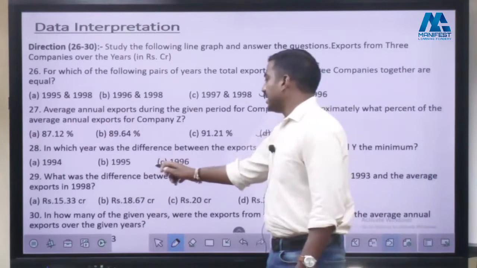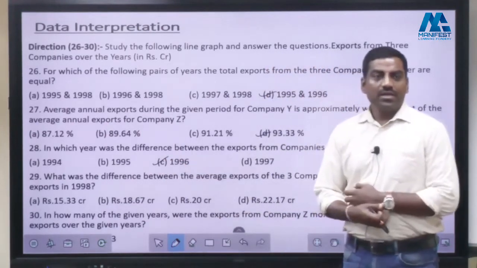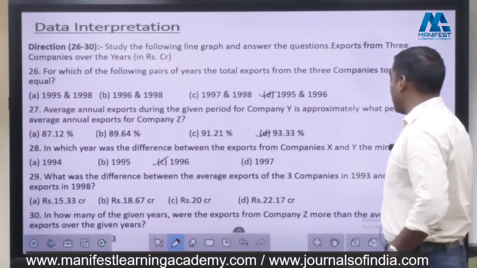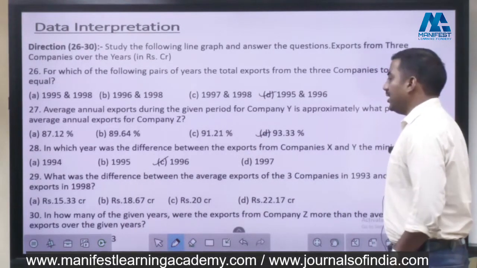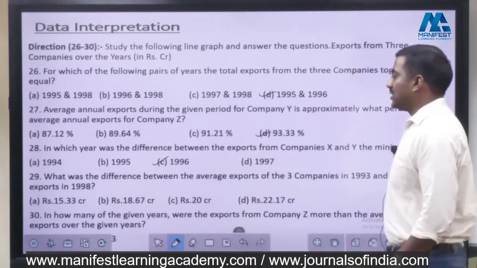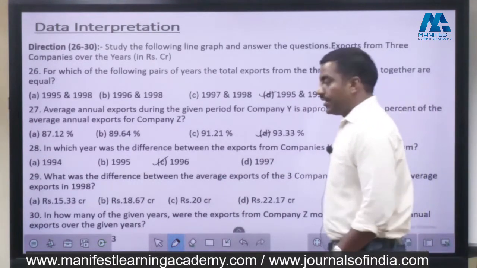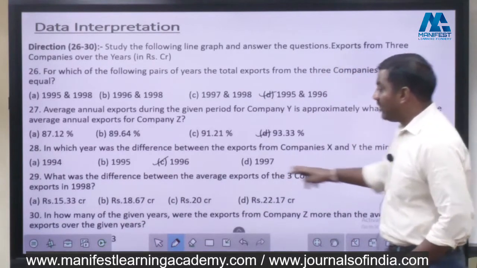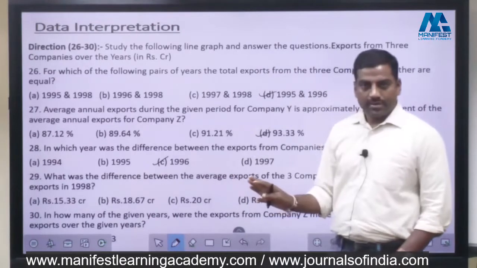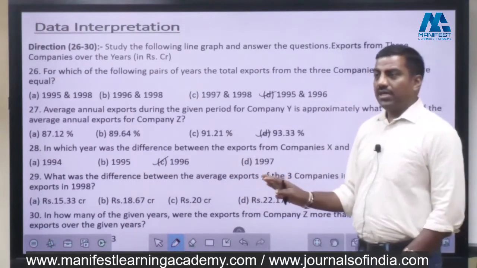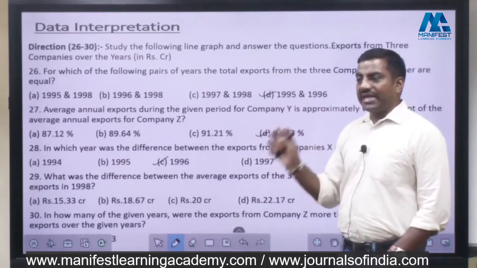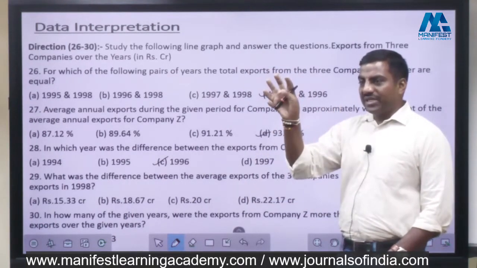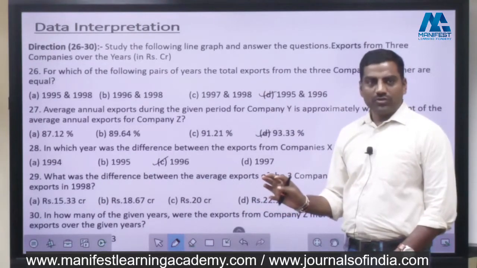That is in 1996. Fine? What was the difference between the average exports of three companies in 93 and the average exports in 1998? Here again we are finding the average, but finally we are taking the difference. So here you can take two averages and take the difference, or you make the sum, take the difference, then divide. That is also fine.